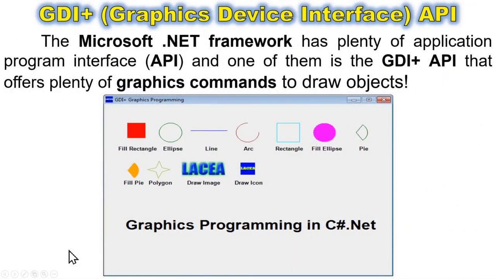The Microsoft .NET Framework has plenty of application program interfaces or APIs, and one of them is the GDI+ API that offers plenty of graphics commands to draw objects. For example, we can draw fill rectangle, ellipse, line, arc, rectangle, or this fill ellipse that I use in this game so that it will draw a ball to be controlled by the two players. A pie, fill pie, polygon, draw image, draw icon, and we can also draw text on the form's client rectangle.